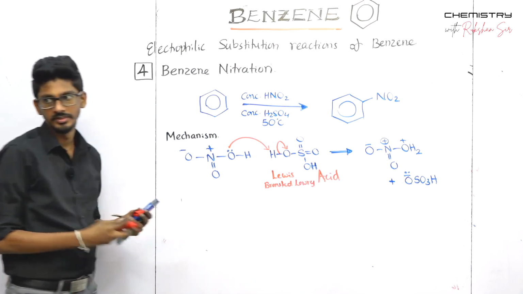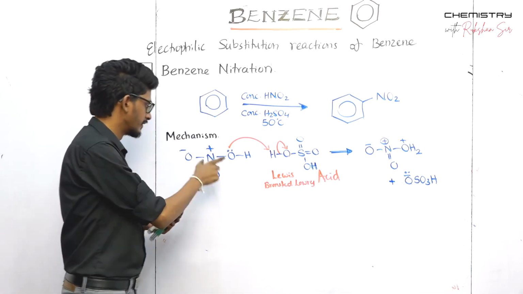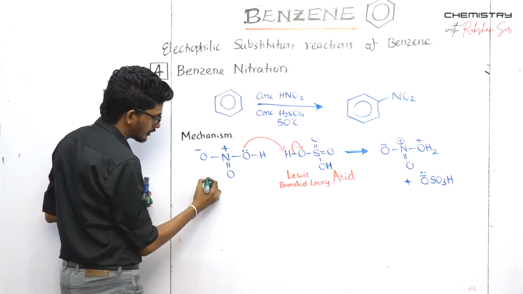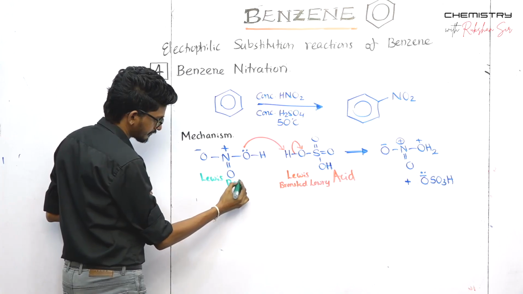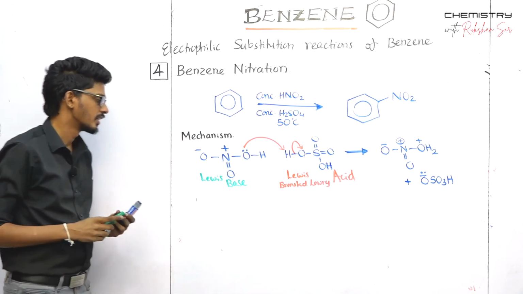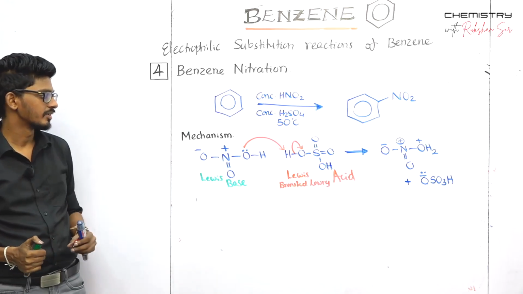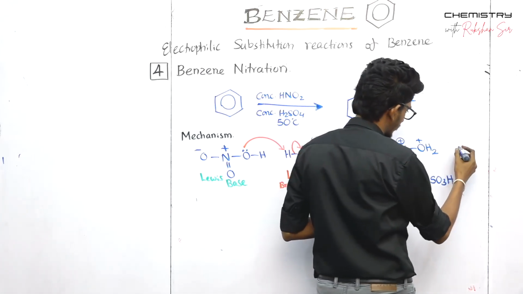Lewis or Bronsted-Lowry acid, right? Okay. So here, this thing we use as a Lewis base accepts the H plus, which means it's a Lewis base here. This is the only occasion where nitric acid behaves as a base. It's very important. So then after this, what will happen?